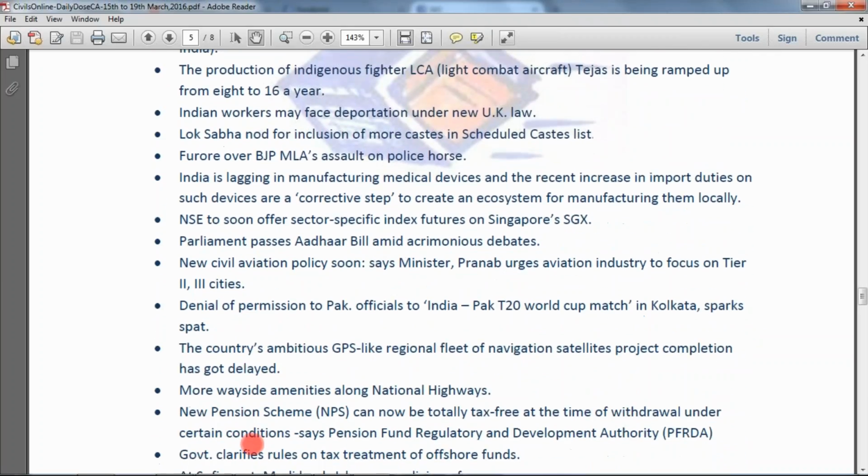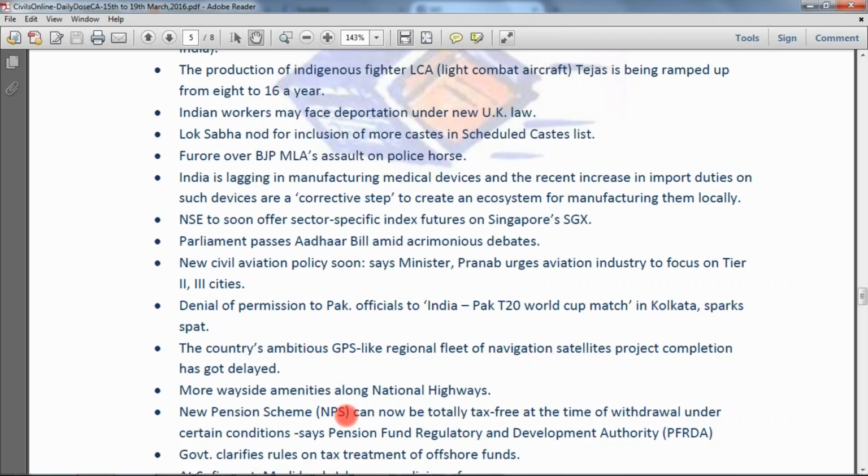Denial of permission to Pakistan officials to attend the India-Pakistan T20 World Cup match in Kolkata sparks a spat. The country's ambitious GPS-like regional fleet of navigation satellites project completion has got delayed. More wayside amenities along national highways.